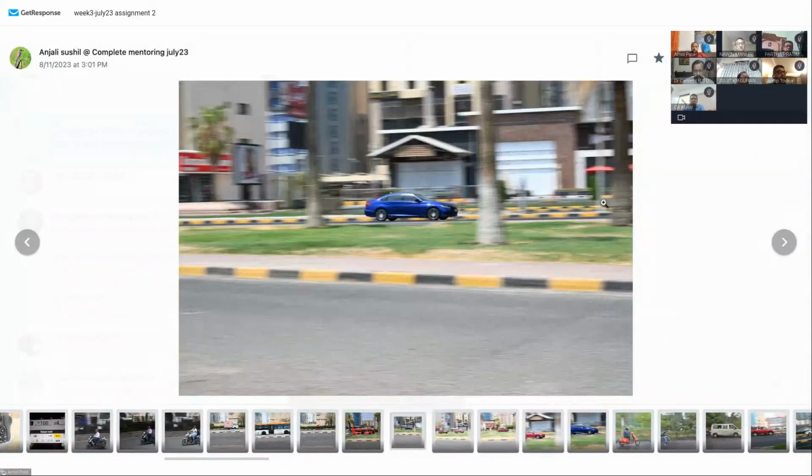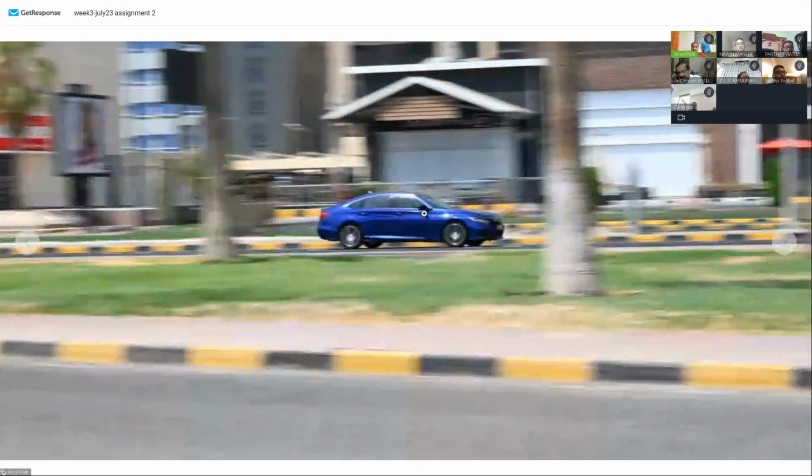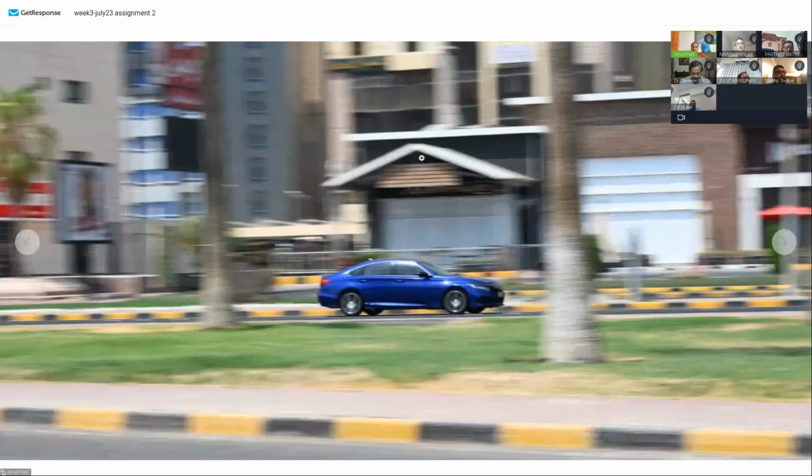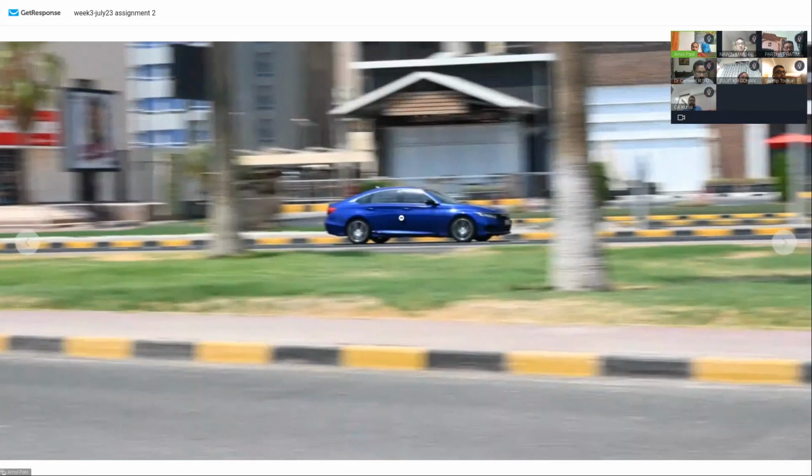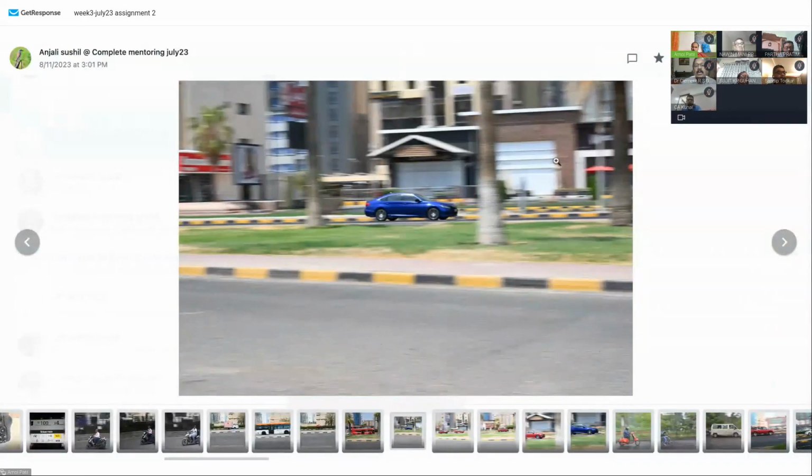I think this is the course correction she has done, and this is what we wanted actually. The vehicle in focus, yes. The background blur. Moreover, you're getting a motion blur.